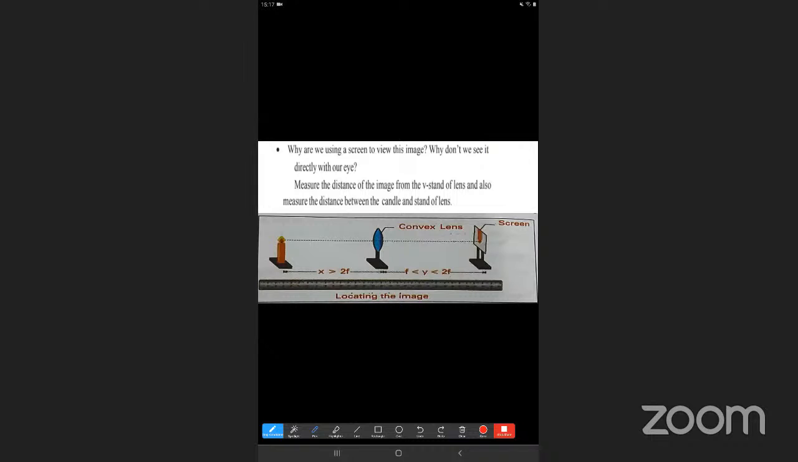Right? So here we'll get an inverted image on the screen. When we observe this through the lens, we can observe the clear image. So here we have to measure the distance of the image from the V-stand of the lens, and also we have to measure the distance between the candle and the stand of the lens. So here we have to measure the distance between object to lens and lens to the image.